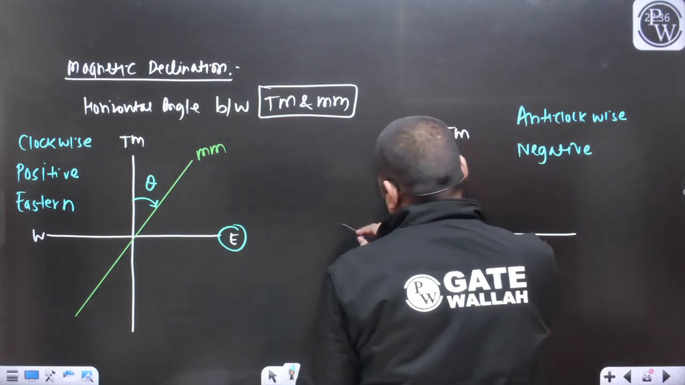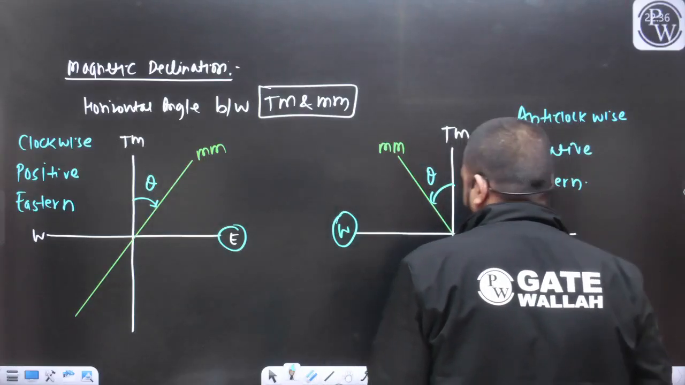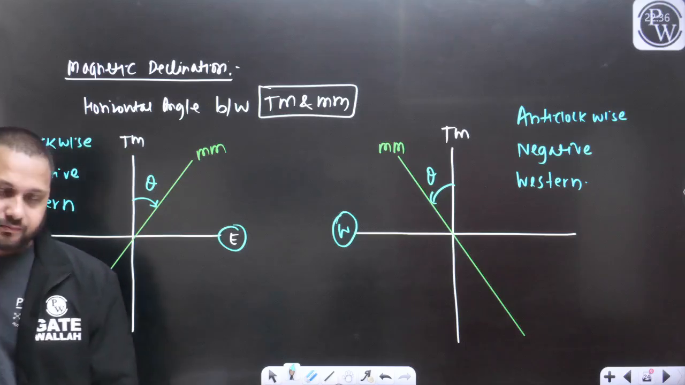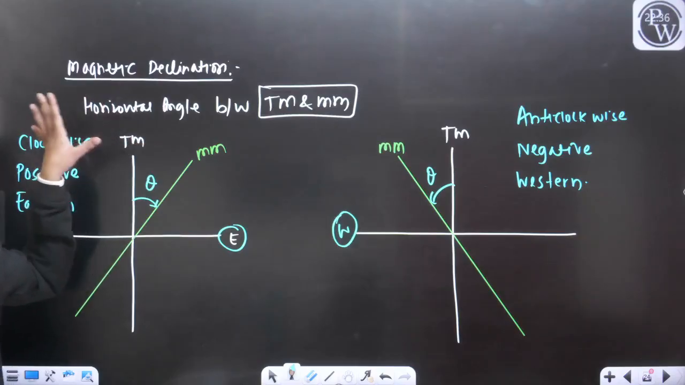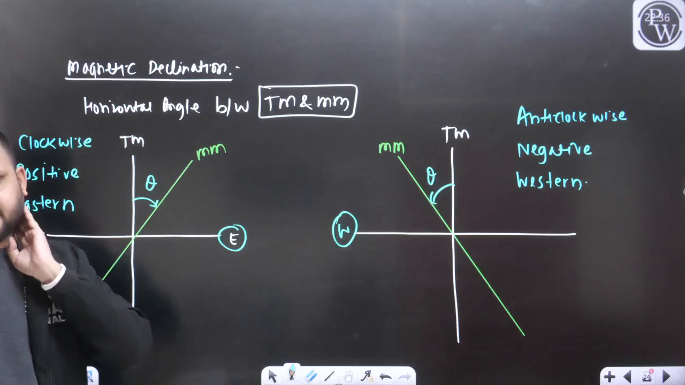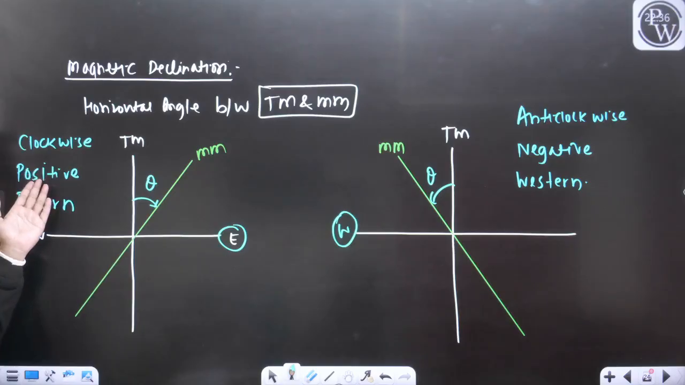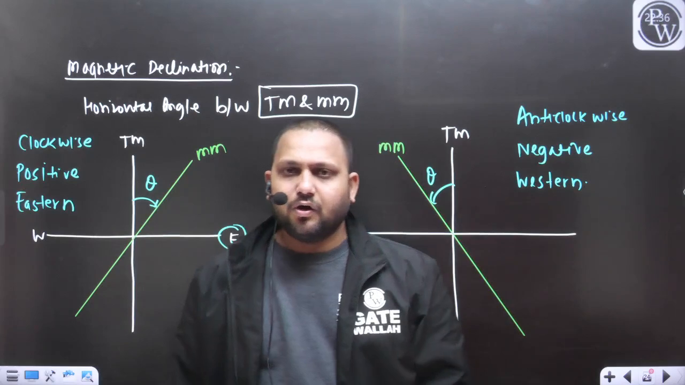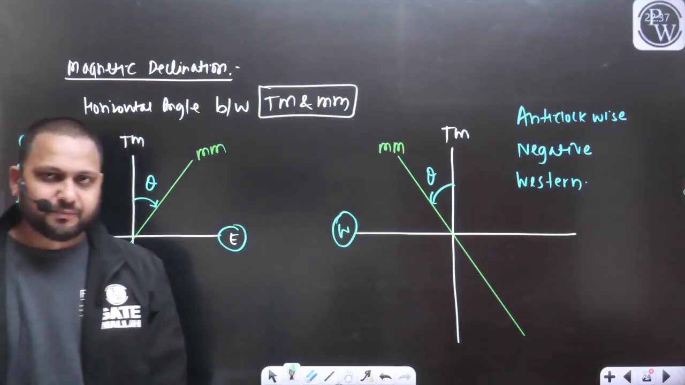Or this angle we are measuring towards the west. So can I also use the term western declination? Yes or no? So how are we defining the magnetic declination? It is the horizontal angle between the true meridian and magnetic meridian. There are two types of declination. One is clockwise declination or positive declination or eastern declination, and another is anti-clockwise declination or negative declination or western declination. So what is the declination and what are the different types of declination?